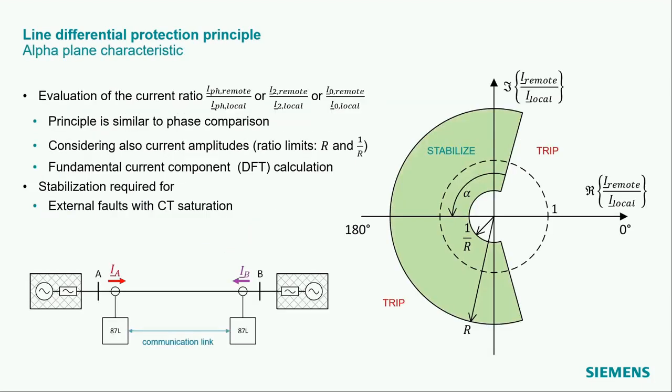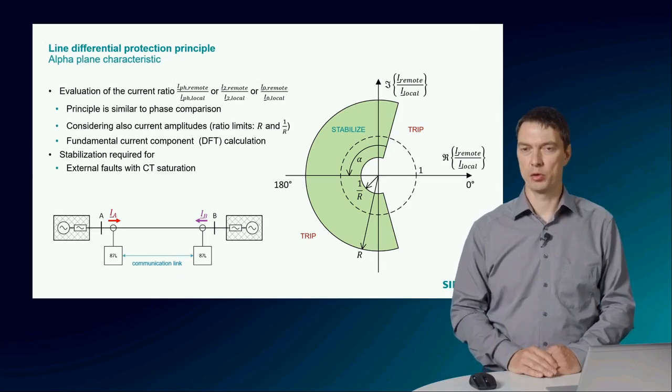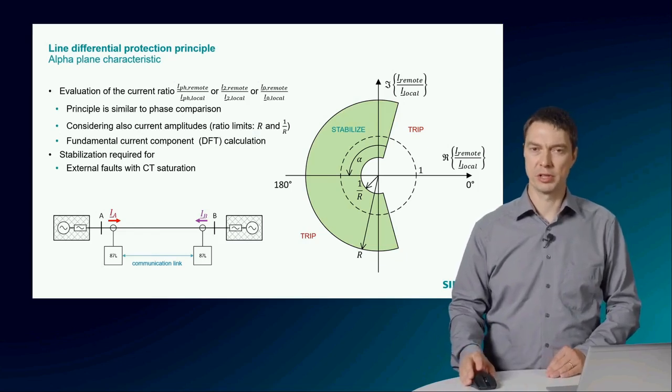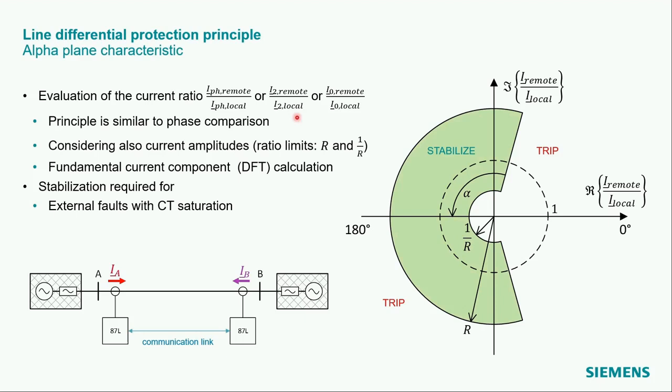An enhanced phase comparison principle, which also considers the current amplitudes, is the so-called alpha plane characteristic. In addition to the evaluation of the phase difference, the ratio of the local and remote current amplitudes is made. Phase currents and/or negative sequence and/or zero sequence phasors are evaluated. For load or external fault conditions, both current magnitudes are similar in their value. The ratio is close to 1. This will result in a circle.